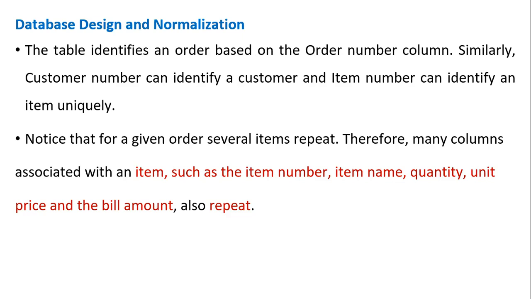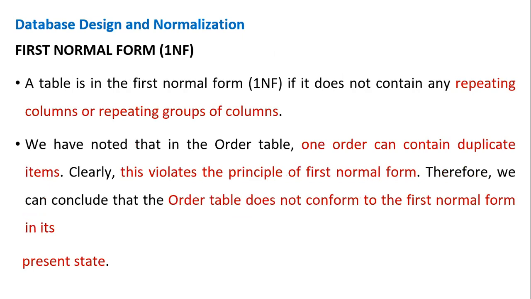And another issue, when we come to the first normal form, we'll be considering the cell. If one cell cannot contain one value, then it is not in the first normal form. A table is in the first normal form if it does not contain any repeating columns or repeating groups of columns. You make sure that columns actually don't repeat. That is what is considered to be in the first normal form. And one cell contains one value.